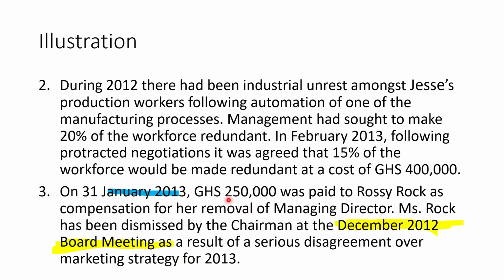So should this payment be adjusted in the financial statement? Should it be adjusted? Yes, because there is evidence that this condition existed as at the reporting date. Ideally, as at the time that she was dismissed, the money should have been given to her, right? But she was just dismissed, and in January 2013, the money was paid to her. So it's an adjusting event. The financial statement should be adjusted to reflect this event.